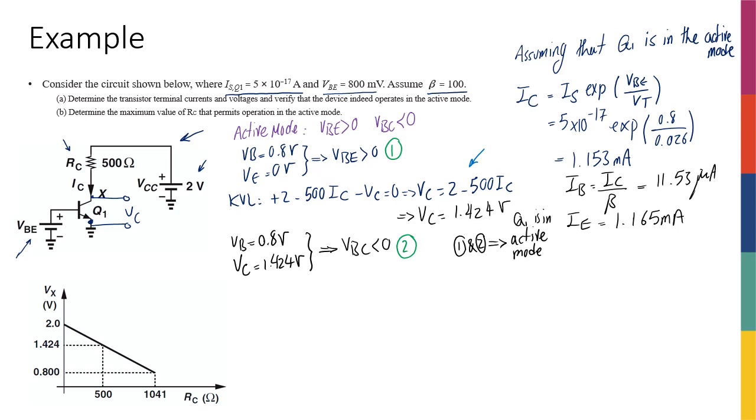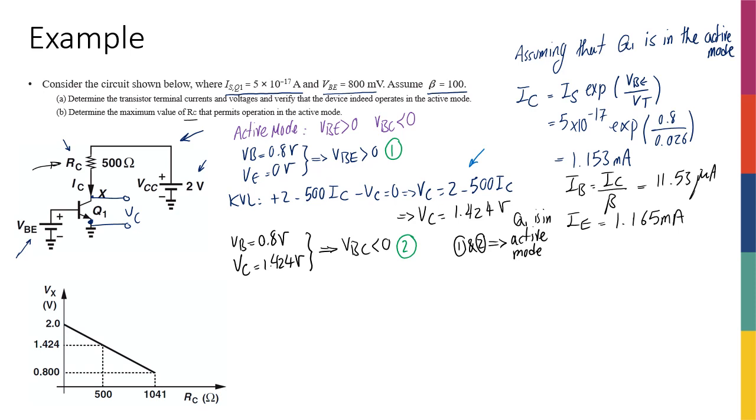Now the second part of the question is telling me to determine the maximum value of RC. Meaning that if I could change this RC value, how much could I actually increase it until I get out of the active mode. So it is asking me to determine the maximum value of RC that permits operation in the active mode.